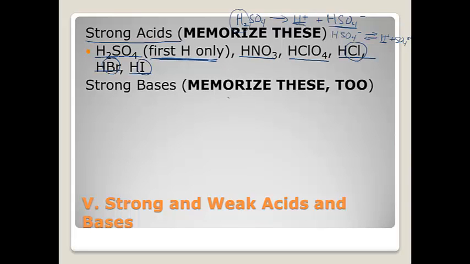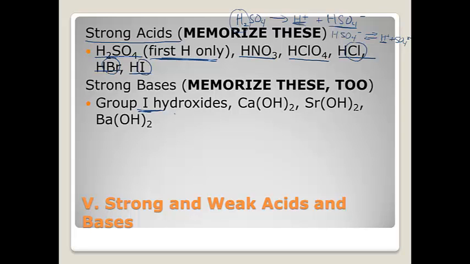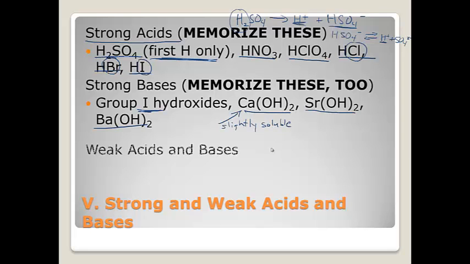The strong bases, you need to memorize these too. All the group 1 hydroxides, so sodium, lithium, potassium, etc. Calcium hydroxide, strontium hydroxide, barium hydroxide. Now, this one here is only slightly soluble. Even though it doesn't dissolve very much, whatever does dissolve totally dissociates, so that's why it's considered to be a strong base. So what are the weak acids and bases? It's any acid or base that is not one of the strong ones listed. So make sure you memorize them.